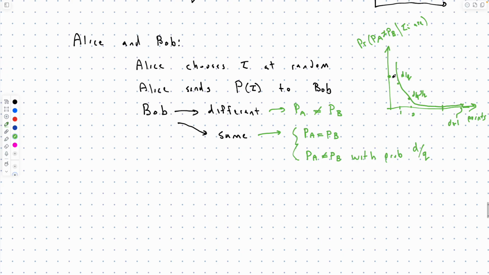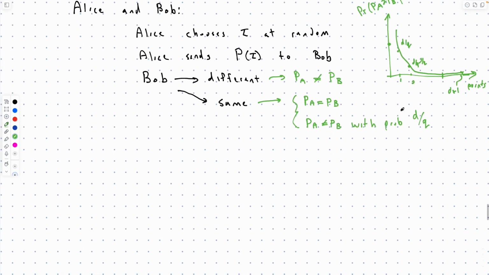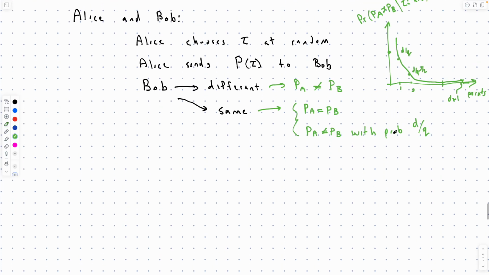All right, this maybe doesn't make a lot of sense. I'm not really explaining it that well. Let's just go back to this. If they're different, they're not the same. If they're the same, they're probably the same polynomial, but there is a small chance, a D over Q chance, that PA and PB are different.